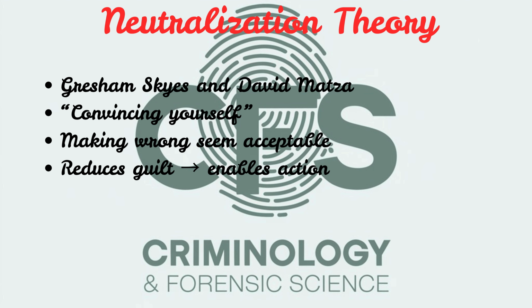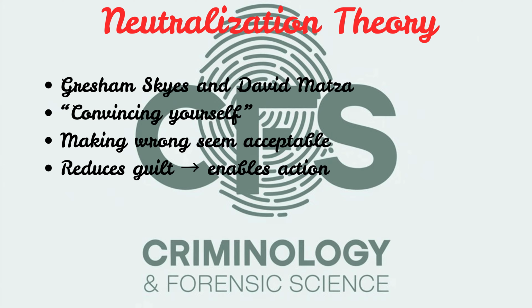According to Sykes and Matza, individuals do not completely reject societal values. They still believe that rules are important and they see themselves as good people. However, before committing deviance, they use certain justifications, almost like excuses, to make their behavior seem acceptable in their own mind. These justifications are called techniques of neutralization because they temporarily neutralize or switch off the person's moral control.